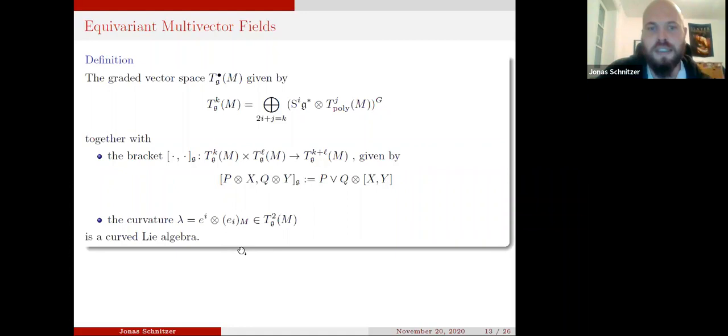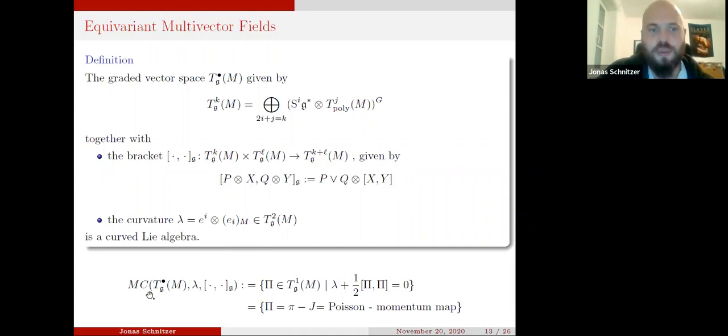Okay, so what are the interesting parts about this? We can take a look at the Maurer-Cartan elements of these curved Lie algebras, as we define it for L-infinity algebras. But for us, the takeaway message is we have this equation on the level of curved Lie algebras. And what comes out is that a Maurer-Cartan element always splits in two. This is because our L-infinity algebra is actually bigraded, where one factor is a Poisson structure and the other one is a moment map. So we found something which has the right Maurer-Cartan elements.